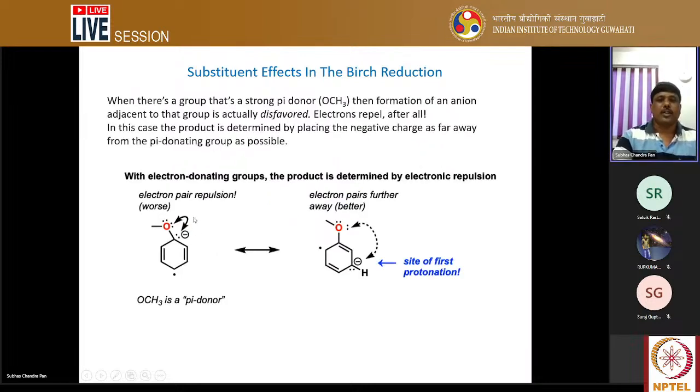As you can see, if the negative charge is on the carbon where the methoxy group is, then there will be repulsion with the oxygen lone pair electrons. Also, the OCH3 is a pi donor, so that way it will destabilize. So the only possibility is that at the ortho position it can stay a radical, and at the meta position an anion can be formed, so that their distance will be maximum and the repulsion will be less. That's why this will be the site of protonation.